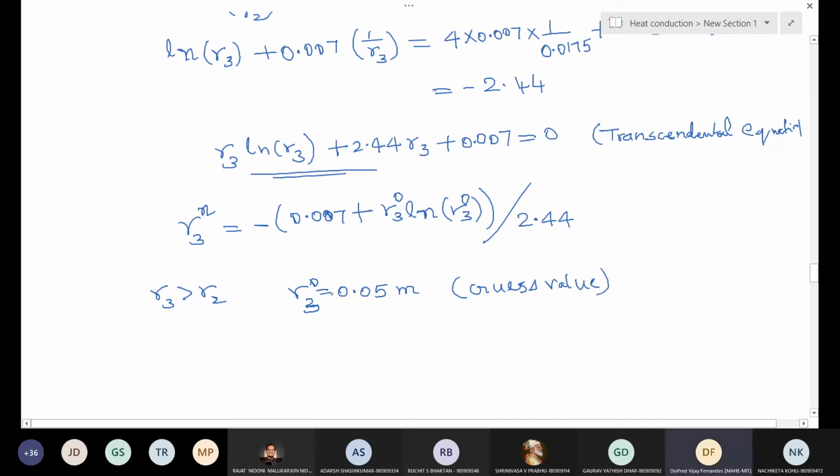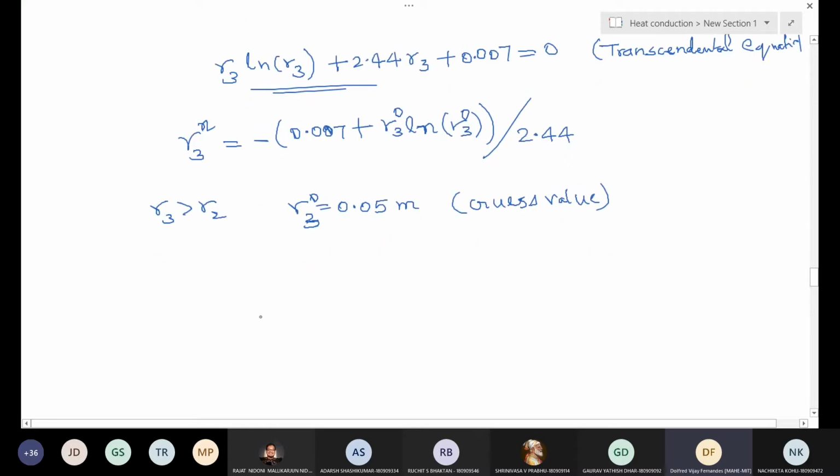Now what you do is substitute this R3 0 here and obtain the new value. Then substitute that one into this equation. You will get another value like this, and finally you will get a converged solution. Okay. So tell me what converged solution you get. Or if you want, you can tell me the new value first. If you use R3 0 or the old value as 0.005, what is the next value you will get?